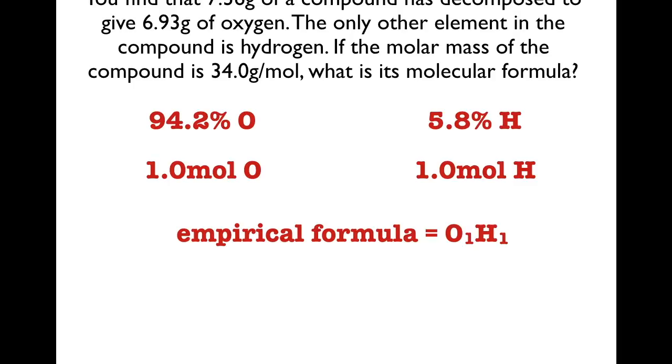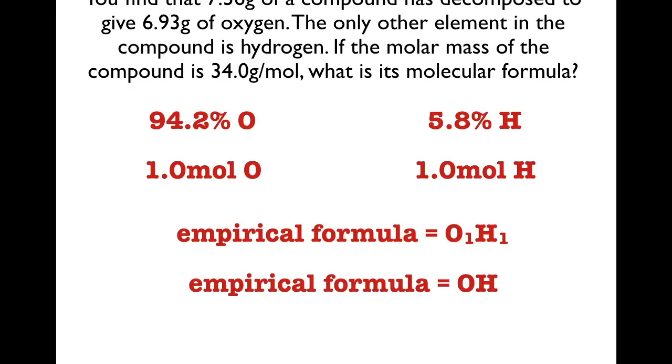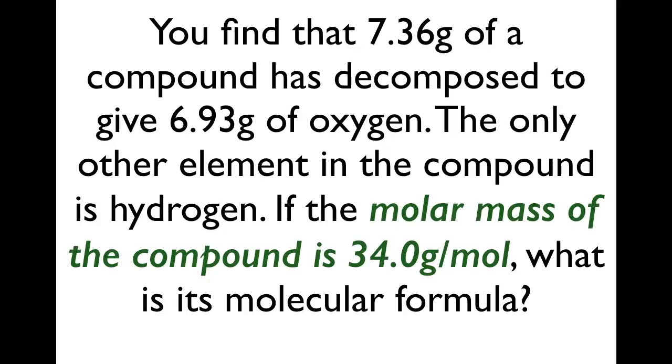But you don't have to write that 1 as a subscript because it's assumed that if you put O, you have at least 1, and if you put H, you have at least 1. So the empirical formula is technically OH. But they're not asking for the empirical formula. Again, the question is asking for the molecular formula. So that means I have one extra step to do, which is looking at the total amount that you have. In this case, I have 34.0 grams per mole of the compound. Why is this important? Well, we need this to find your molecular formula.